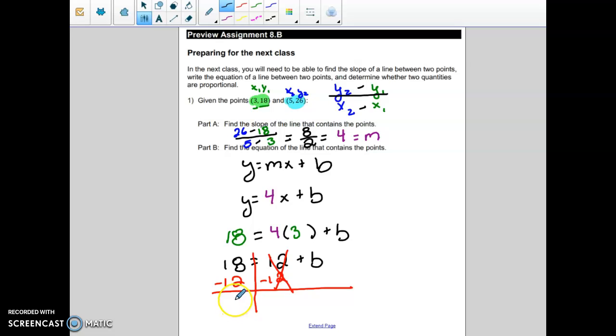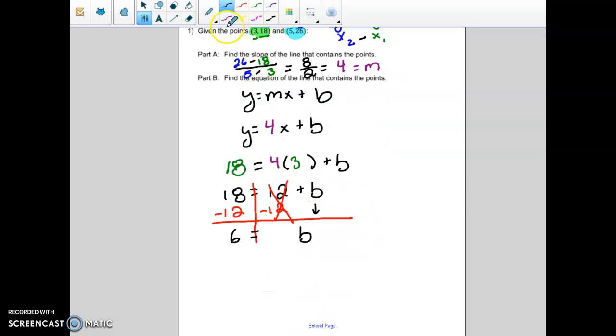18 minus 12 will give us 6. We can draw our equal sign down the line again, and we'll drop down the b. So now we see our y-intercept, our b value is 6. So the last step, we're going to take this equation and finish it. Pull it down here, and we can now say that y equals 4x. This is a positive 6, so I'm going to write plus 6.